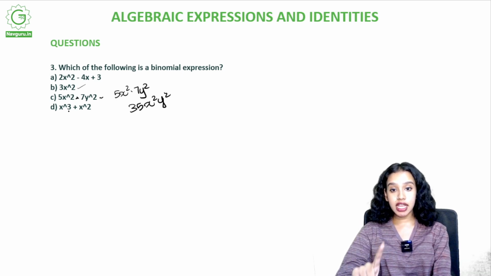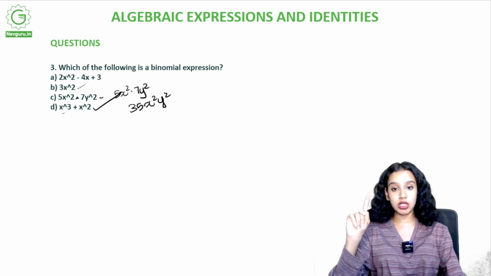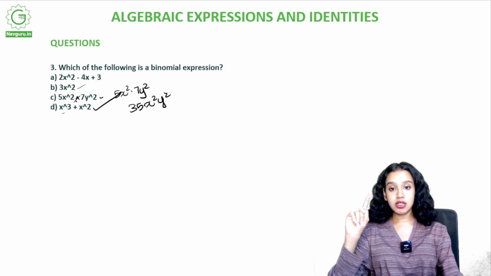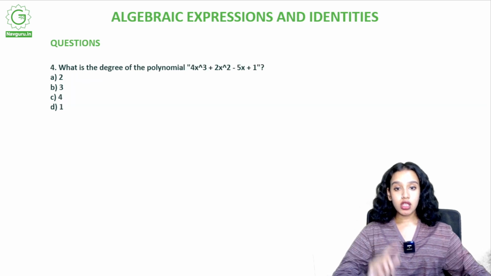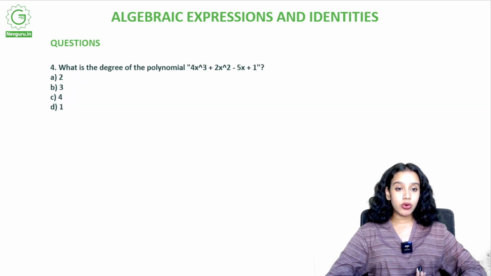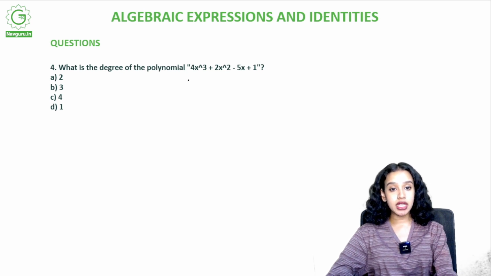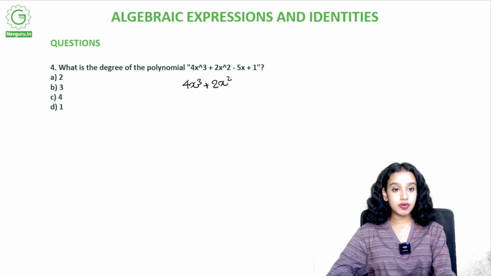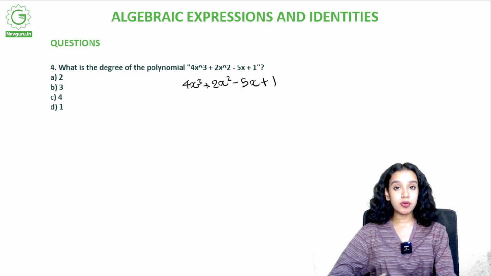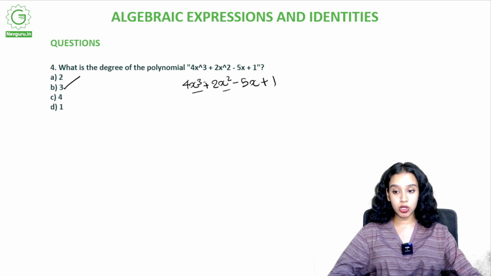And what is this? x cube plus x square. This has two terms, so this is a binomial expression. Now, what is the degree of the polynomial 4x cube plus 2x square minus 5x plus 1? So here what is the variable? x, and what is the greatest power of x? It's 3. So 3 is the degree of the polynomial.